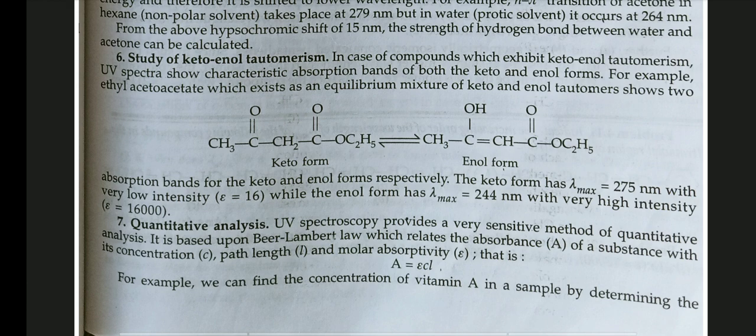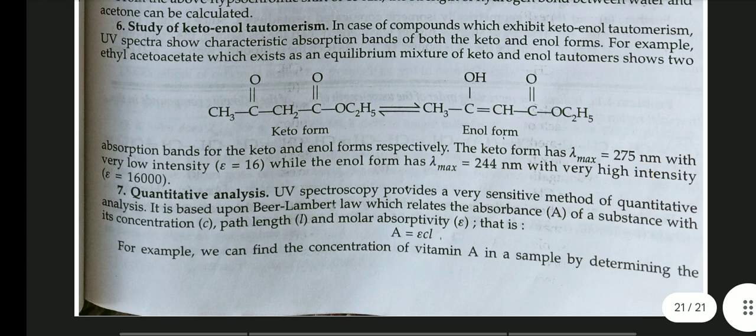Quantitative analysis. UV spectroscopy provides a very sensitive method of quantitative analysis. It is based upon Beer-Lambert's law, which relates the absorbance of a substance with its concentration, path length, and molar absorptivity, that is A equals epsilon c l. For example, we can find the concentration of vitamin A in a sample by determining its absorbance.